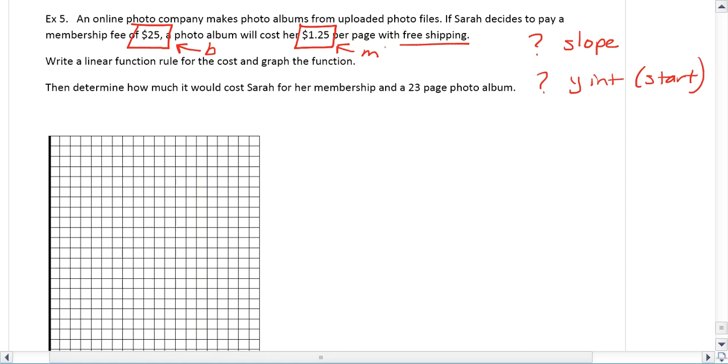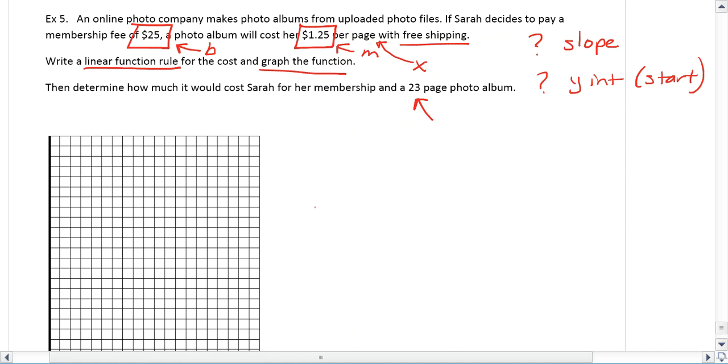And the number of pages, that's the x. That's what changes, depending on how big or how small of a photo album she orders. And so first we're going to write a linear function rule for what this is going to cost her, and then we're going to graph it, and then we need to use our function rule to determine how much it will cost Sarah if she's going to make a 23-page photo album.